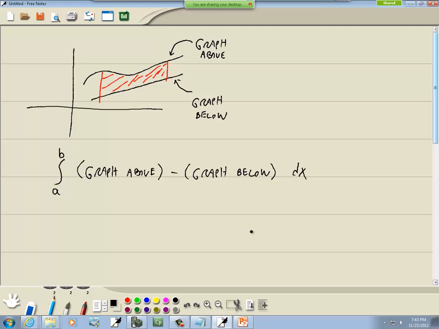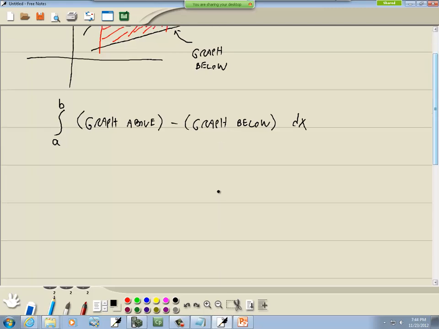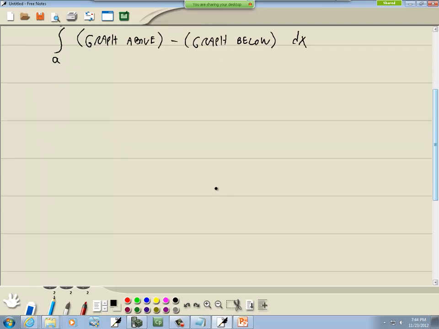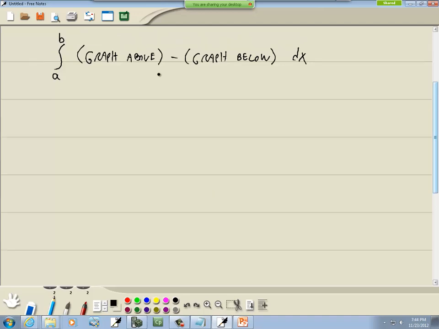Now, in business calculus, we don't get into it in a whole lot of depth, but you can also have everything in terms of y instead of in terms of x. Now, sometimes we'll be given these x values, like it's going from 2 to 10 or something like that. Sometimes we have to find the points of intersection ourselves, and we'll talk more about that. But remember, graph above minus graph below.